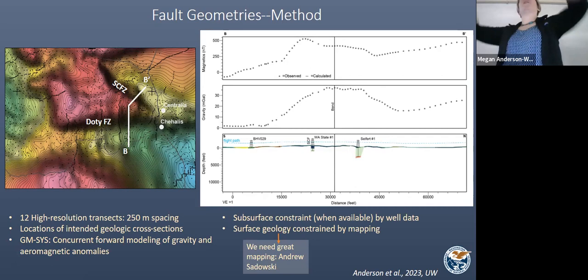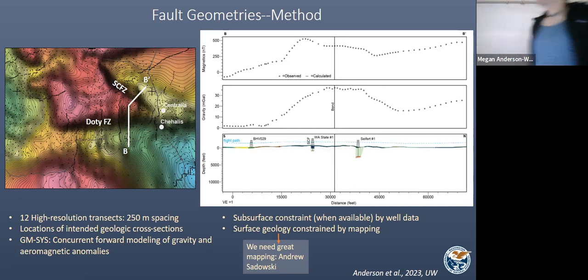So this is a forward modeling process, not inverse. To do this effectively, it's really helpful to have subsurface constraint like well data, and we actually did have 3 on this line. So it's probably our best constrained line of all of them. We normally don't get this lucky, but it makes a great example.